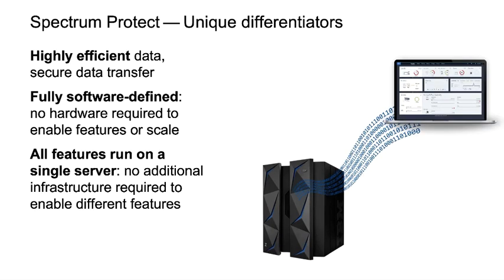Spectrum Protect is unique in the market in that it does not require any additional hardware, in the form of an appliance, for example, to enable its features of scale. Many competitors require the purchase of their appliances for features such as encryption or replication, or to enable scale above small data loads. Many competitors require that specific features require additional dedicated servers or virtual machines.